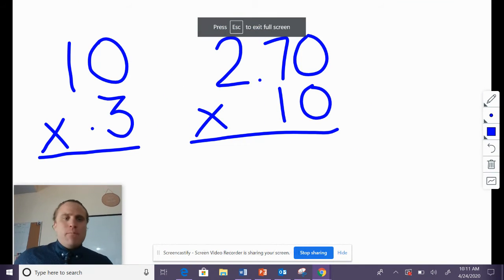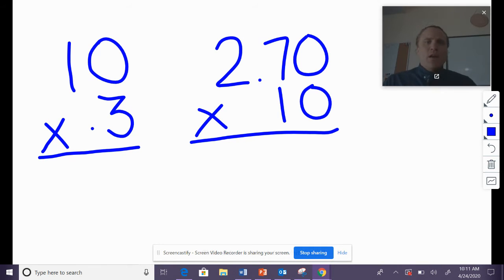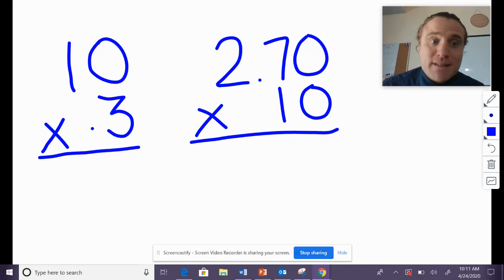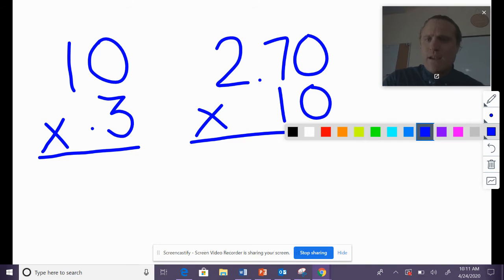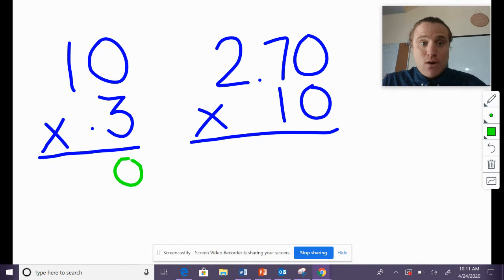So when I multiply, I always want to put the larger number on top, or the number with more digits on top. It's just organizational practice that is going to support getting the correct solution. We like getting the correct solution. So 10 times 3/10. Well, 3 times 0 is 0. 3 times 1 is 3.